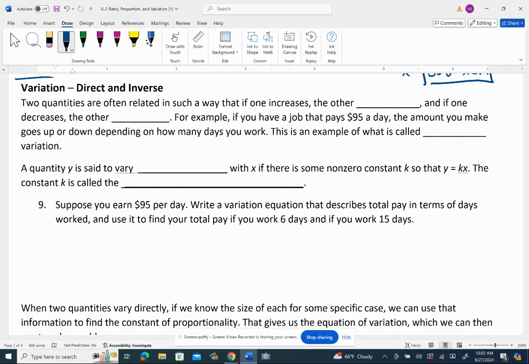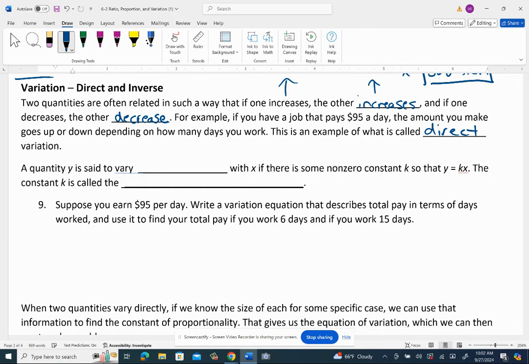If we have a situation where one quantity increases, the other also increases. So if one goes up, the other goes up, or if one decreases, the other decreases. That type of variation is called direct variation. So if you have a job that pays $95 a day, your pay is going to increase if the number of days you work increases. That's what is called direct variation.